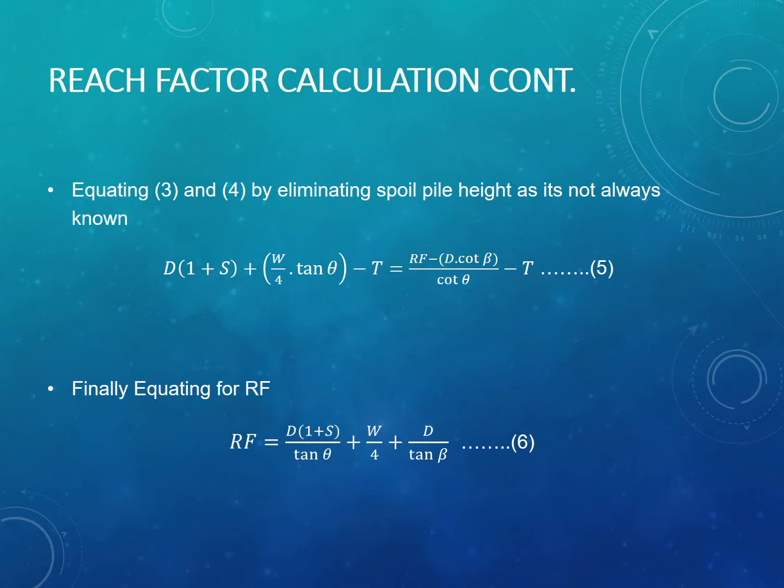However, as spoil pile height is not always known, we can eliminate it by equating lines 3 and 4, which produces the top line. And as such, by solving for RF, we produce that D(1 + S)/tan θ + W/4 + D/tan β is equal to the reach factor.